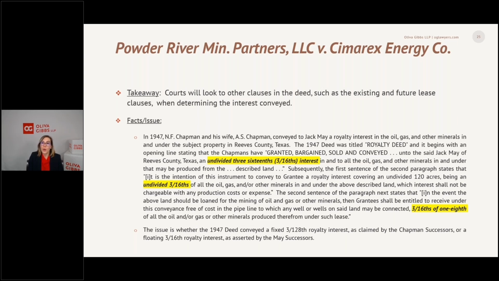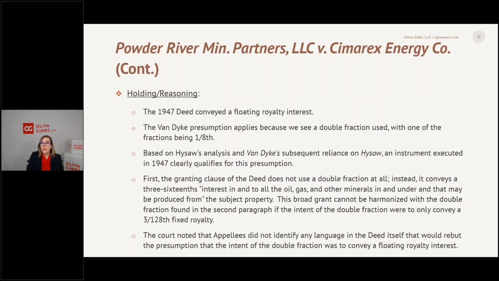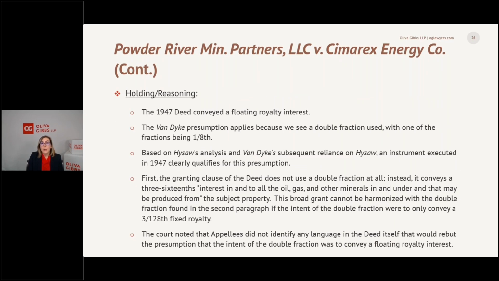So the issue is whether the 1947 deed conveyed a fixed 3/128th royalty interest as claimed by the Chapman successors, or a floating 3/16th royalty interest as asserted by the May successors. Here, the court held that the 1947 deed conveyed a floating royalty interest. It applied the Van Dyke presumption because we see the double fraction used, with one of those fractions being 1/8. Based on Hysaw analysis and Van Dyke's subsequent reliance on Hysaw, an instrument executed in 1947 clearly qualifies for this presumption, the presumption being the Van Dyke presumption.